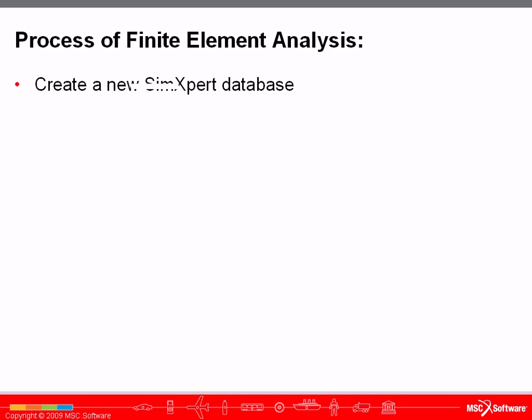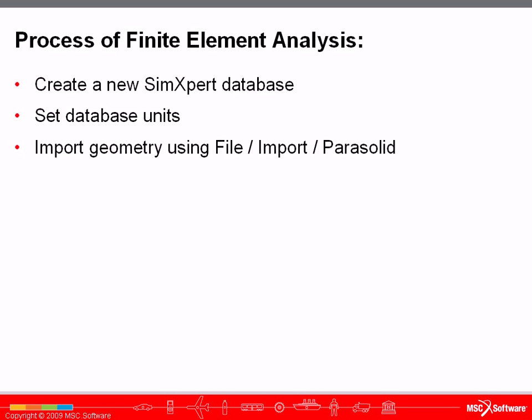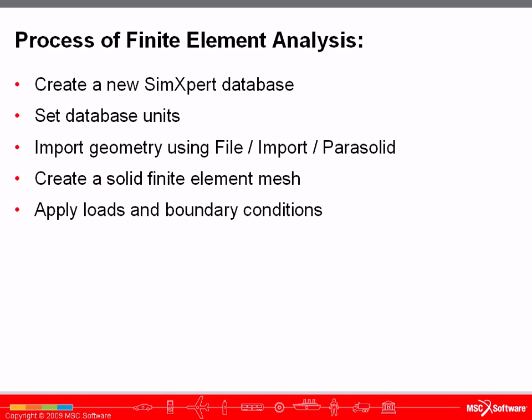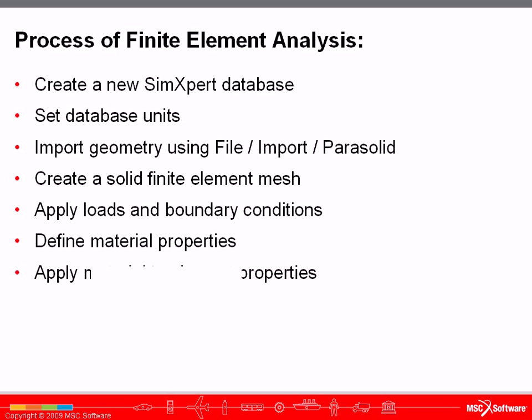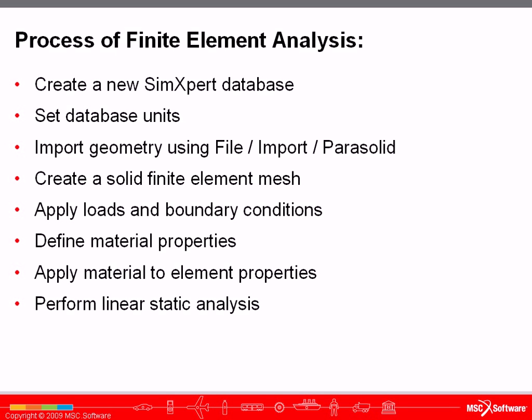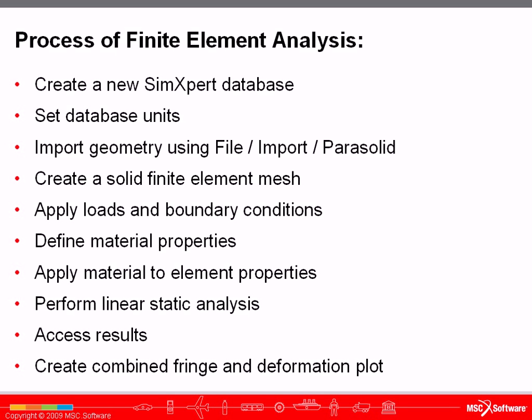The process we'll follow begins with creating a new SimXpert database in the Structures workspace. Then we'll set our database units, import geometry using File, Import Parasolid. We'll create our solid finite element mesh, and then apply our loads and boundary conditions. Then we'll define our material properties and apply the material properties to the elements of our model. Then we'll perform our linear static analysis using MD Nastran, and access our results, and then create a combined fringe and deformation plot. Let's get started.